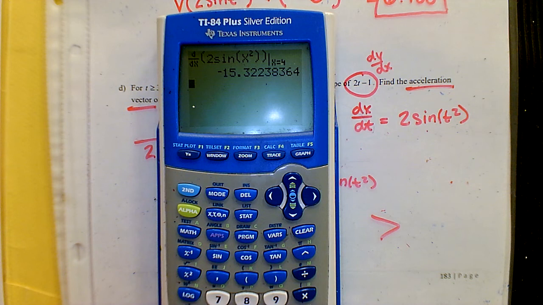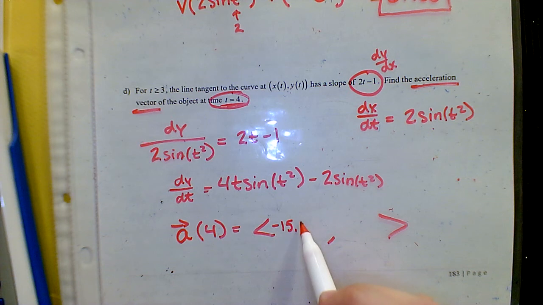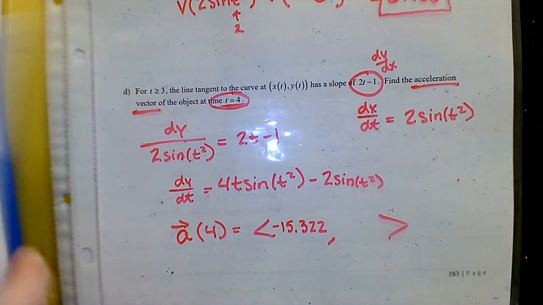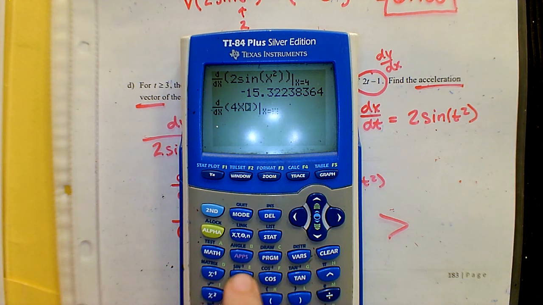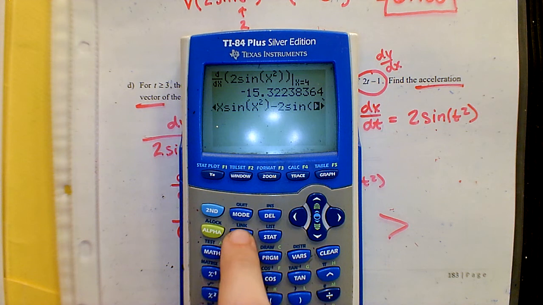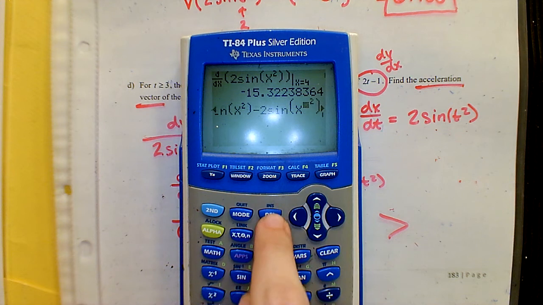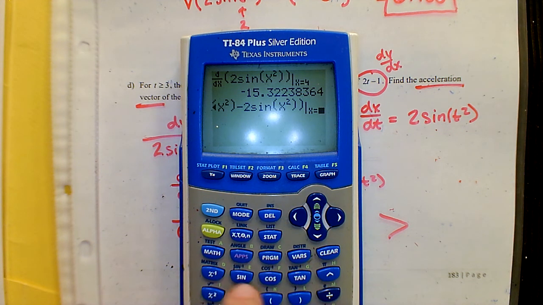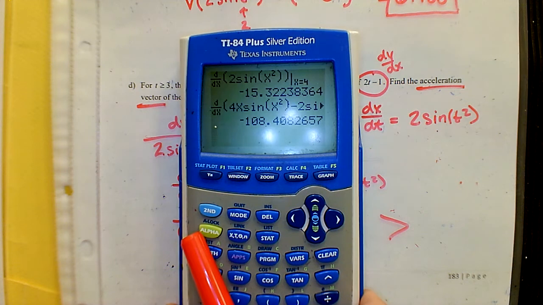Let's see, for the x acceleration, I got -15.322. And 0.408. Does that work too?